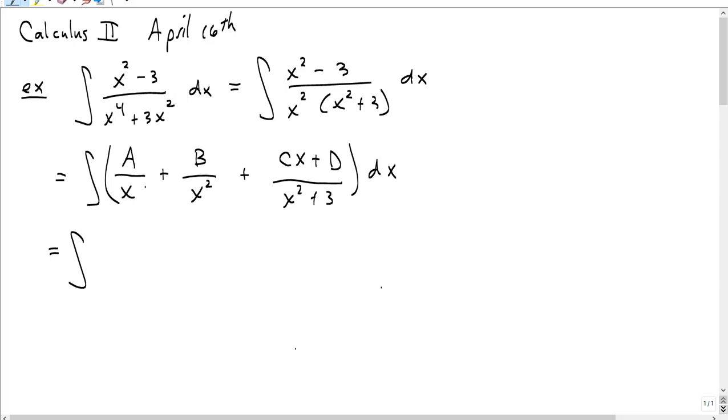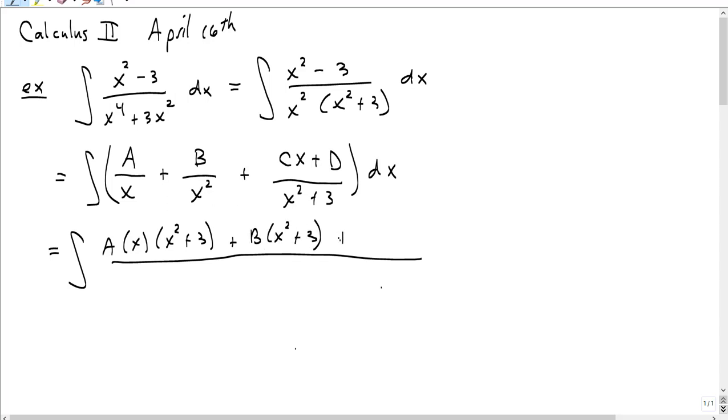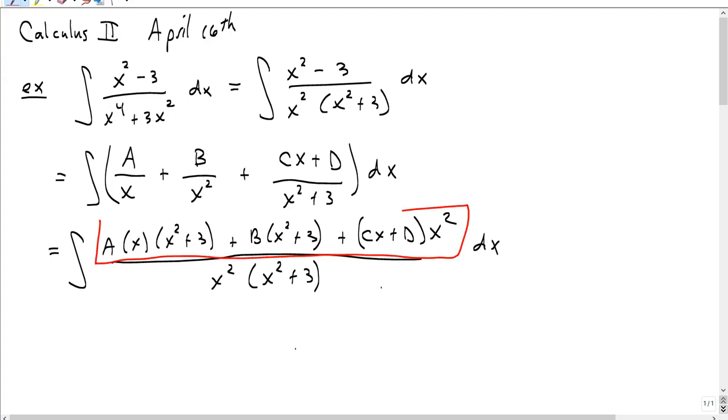Let's see, the a is going to need an x to make the x squared and an x squared plus 3, so it's going to be a times x times x squared plus 3. And then the b has an x squared down below, so it needs an x squared plus 3. And then the cx plus d needs the x squared. And down below we have x squared times x squared plus 3. Now what we need to do is find a, b, c, and d that make this numerator equal to this numerator, because as you can see, they both have x to the fourth plus 3x squared down below.